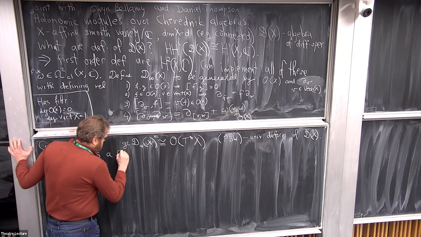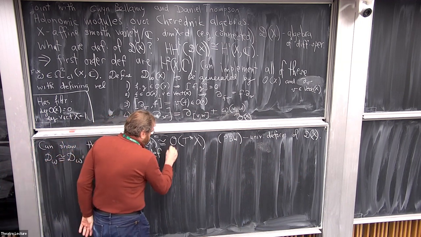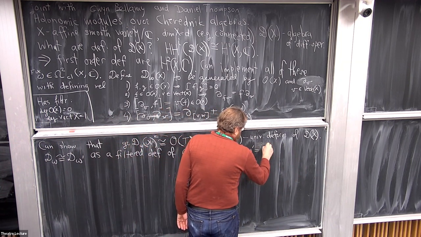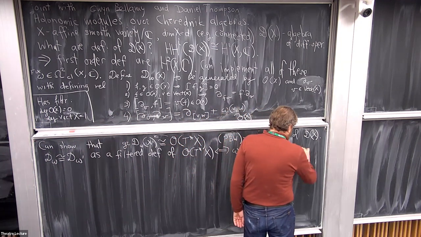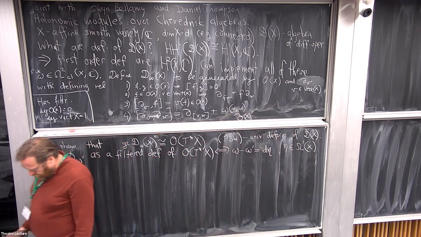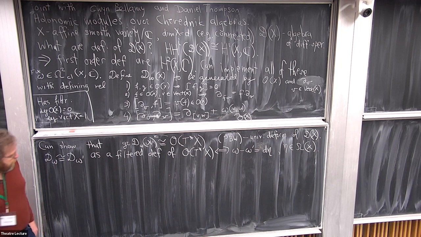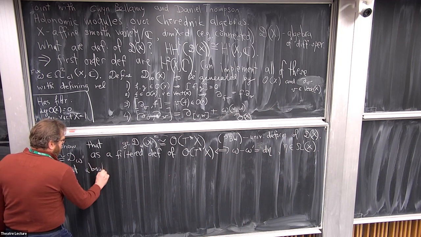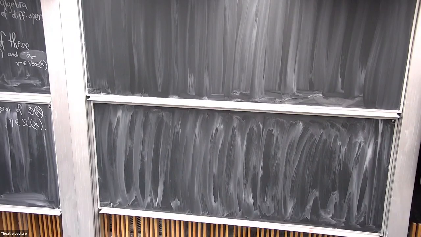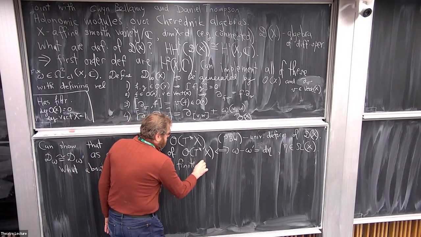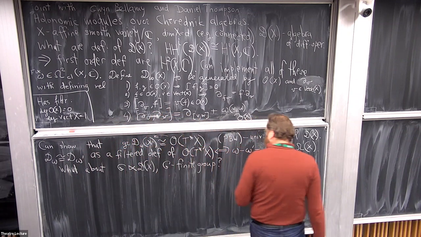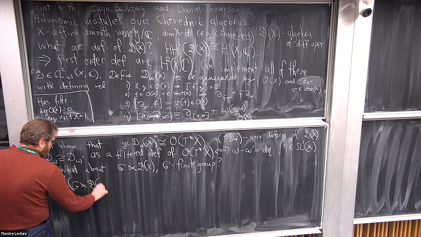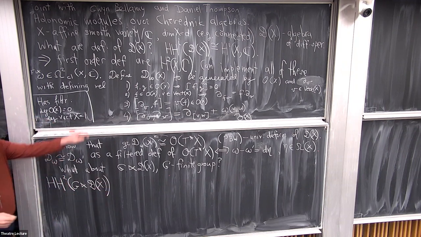as a filtered deformation of functions on the cotangent bundle if and only if the difference omega minus omega prime is exact, so the differential of some one-form. Okay, so these are standard, and now we want to generalize. What about if you take the semi-direct product G ⋉ X, where G is a finite group? In this case, again, we need to calculate the second cohomology, and it can be calculated in a similar way.